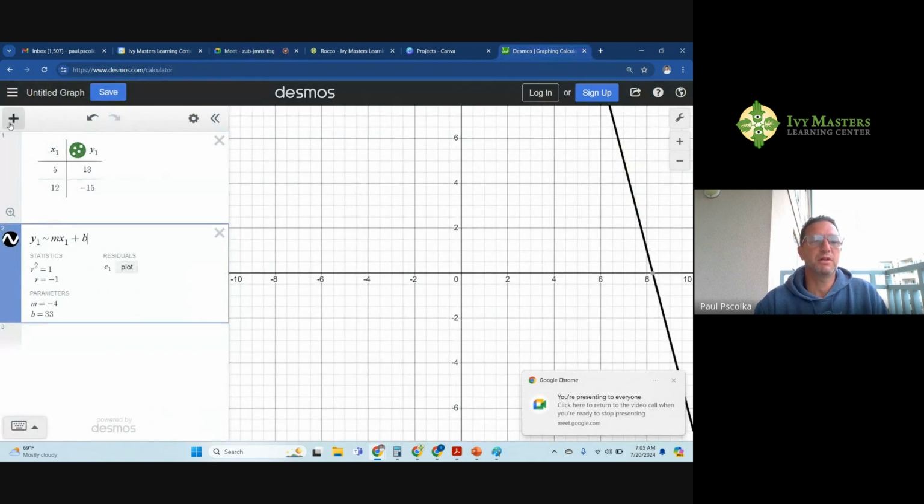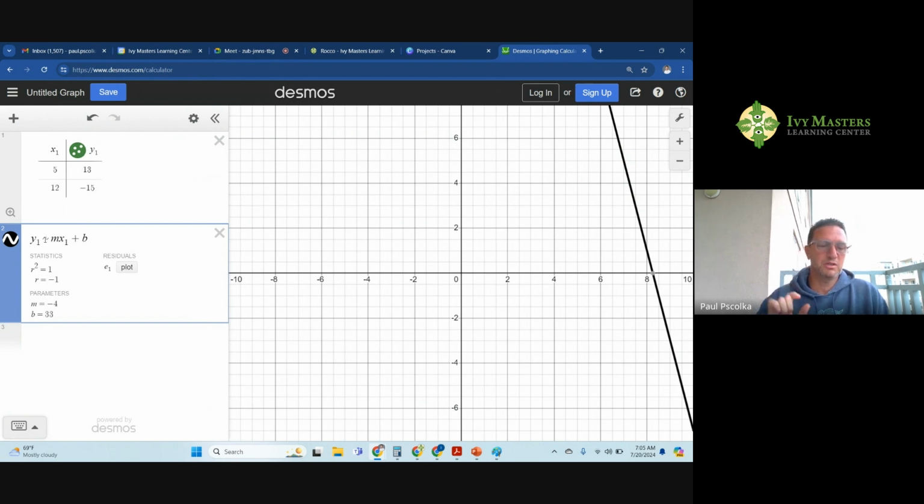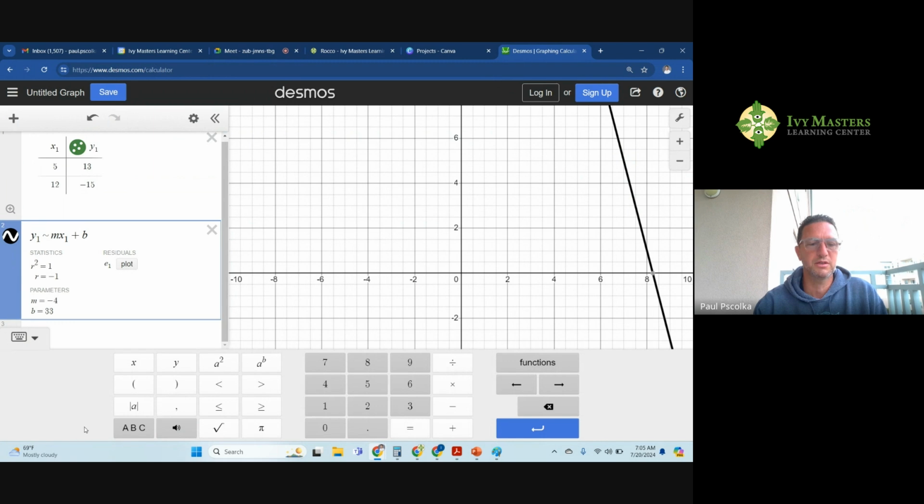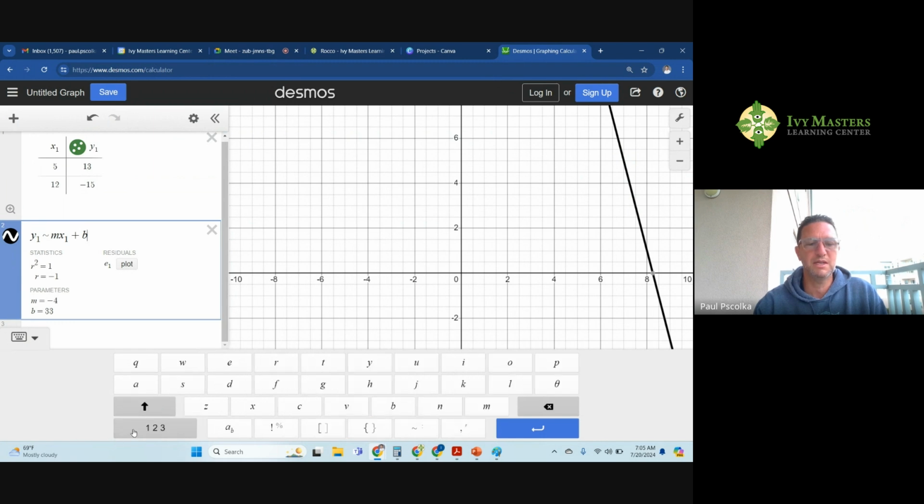Right here, if you hit the plus in the upper left, and then you choose the table, you'll get one of these. Just fill in your values, 5, 13, 12, negative 15. And then instead of putting y equals mx plus b, in place of y you've got to put y1. In place of the equal, you've got to put the tilde, which is Shift and the key in the upper left of your keyboard, below the escape button above the tab. Or you can use your Desmos calculator down here to get the tilde. Click there, click on ABC, and then find the tilde over here.